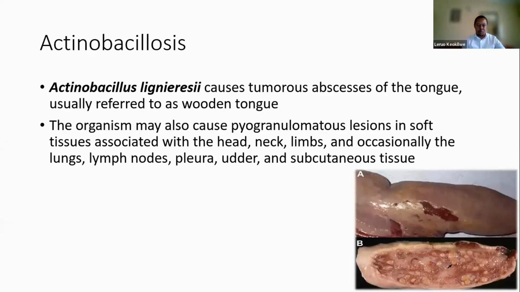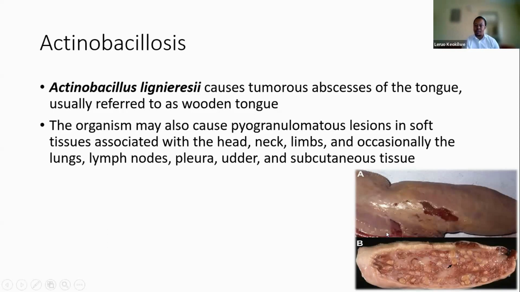This is the last one that we will look at, and I hope we are not doing too badly for time, but we'll look at actinobacillosis, which is an infection by Actinobacillus lignieresii, which causes tumorous abscesses of the tongue. It's often referred to as wooden tongue, but we have to be aware that it can affect other parts of the body. So we may see polygranulomatous lesions in the soft tissues around the head, neck, limbs, and occasionally the lungs and lymph nodes, pleura, udder, and subcutaneous tissue.